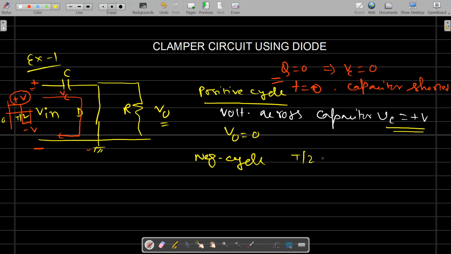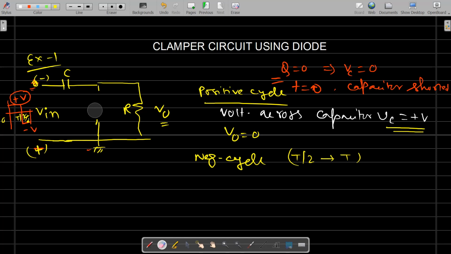Similarly for the negative cycle, that means from T by 2 to T. So we are talking about this part, negative cycle. Okay. So let's place the diode. Now for the negative cycle, the diode will be reverse biased because in the negative cycle, this terminal will be minus and this one will be plus. So the N side of the diode is connected to some positive potential, and the P side of the diode is connected to some negative potential. So the diode will be off.